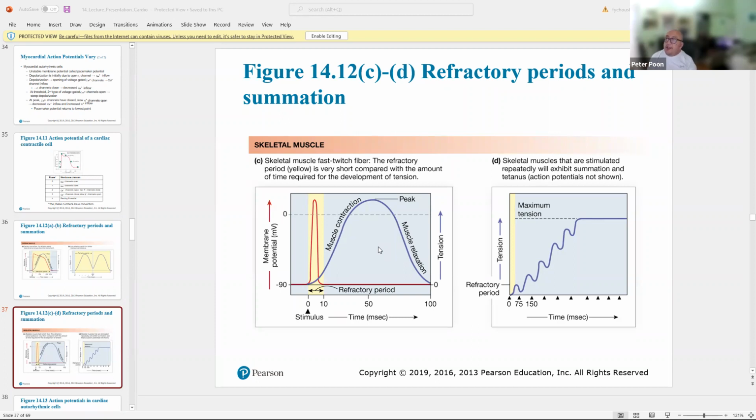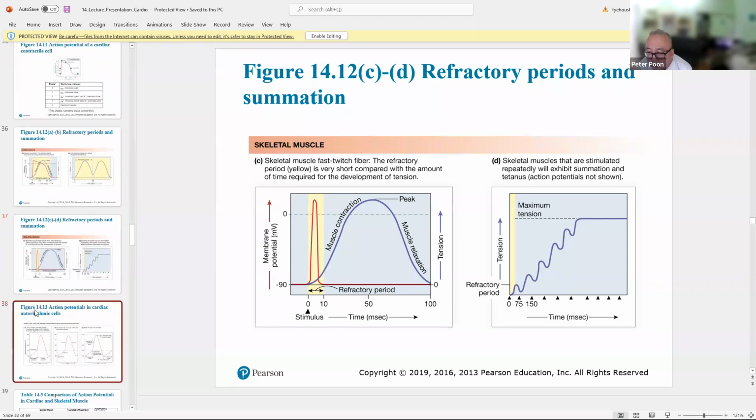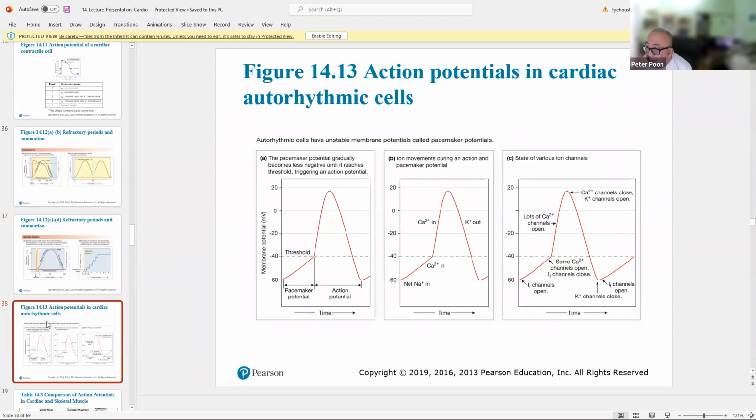So one of the big differences is that the muscle contraction of cardiac muscle fiber is longer, the relaxation is longer, and the refractory period is longer. So you can never have twitches built on top of one another. Therefore, you can never have tetanus.